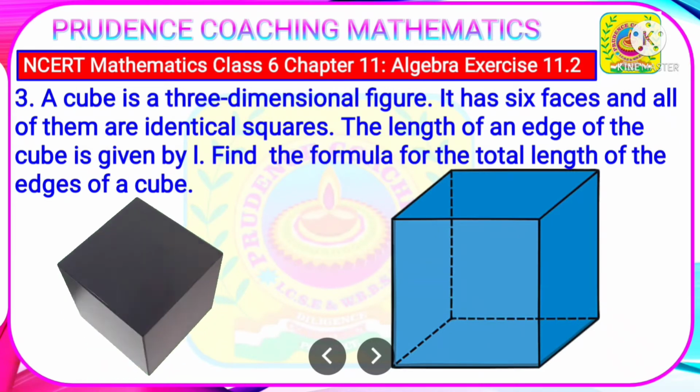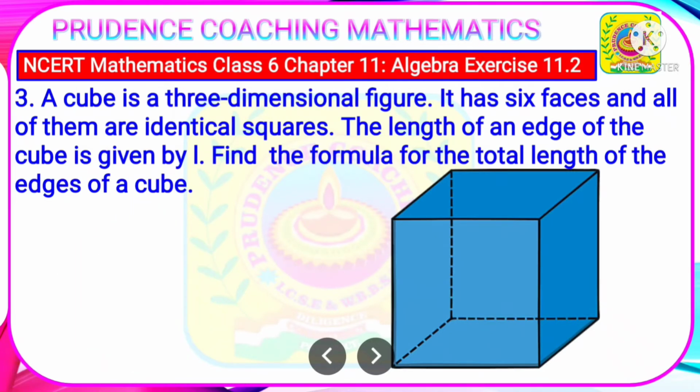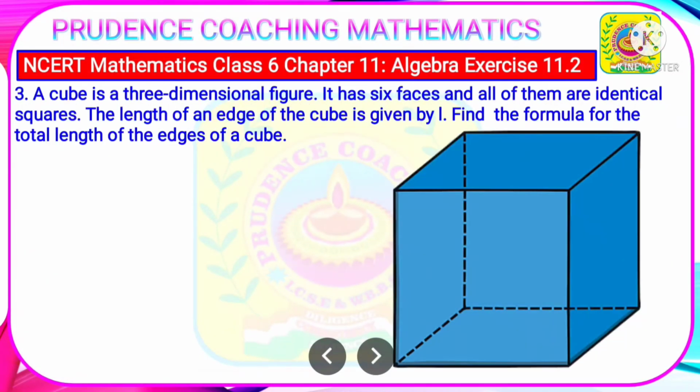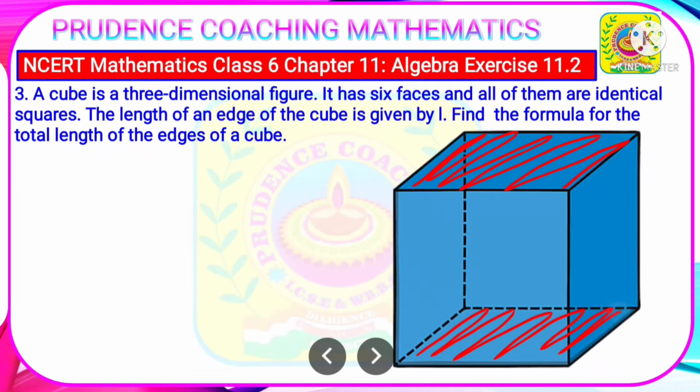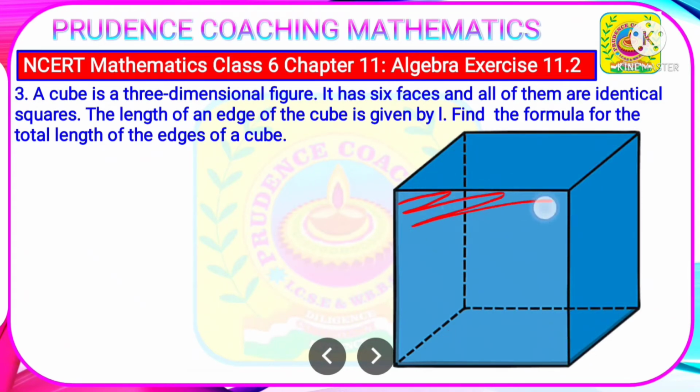You are asked to find the formula for the total length of the edges of a cube. That means if we add all the edges together, what will be the total length? So let us start solving the sum. Let us find out which are the faces of this particular cube. As you can see, this surface on the top is one face. Similarly, at the bottom, this is one face.